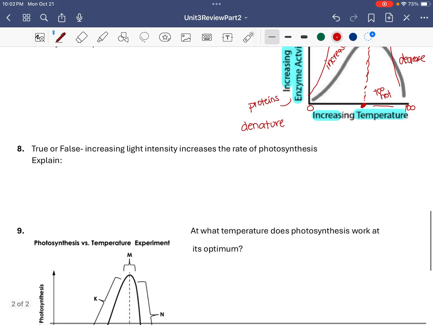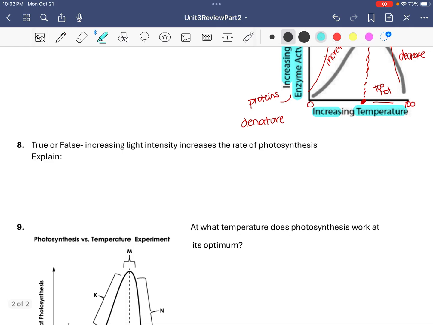True or false? Increasing light intensity. So remember, increasing means up. Increasing light intensity increases the rate of photosynthesis.